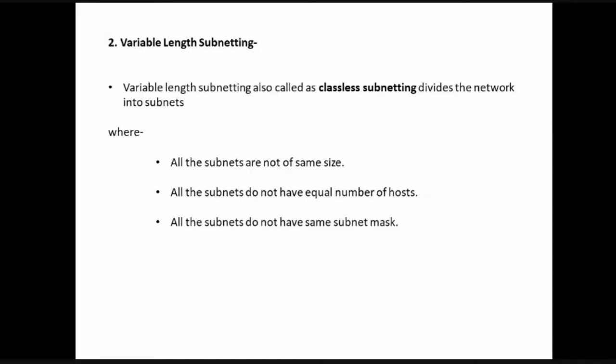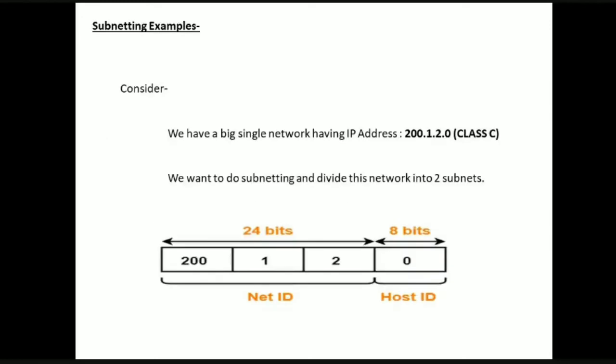Next, second one, variable length subnetting. This is also called classless subnetting, and it also divides the network into subnets, but all the subnets are not of the same size, as the name specifies, and all the subnets do not have an equal number of hosts, and all the subnets do not have the same subnet mask.